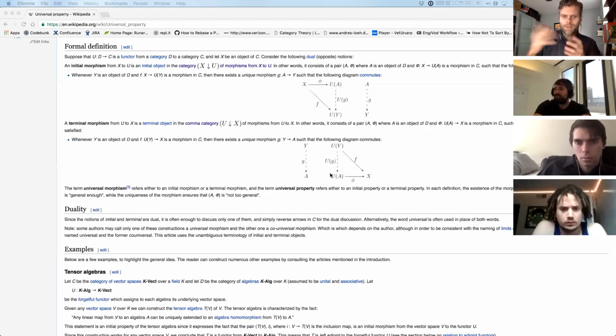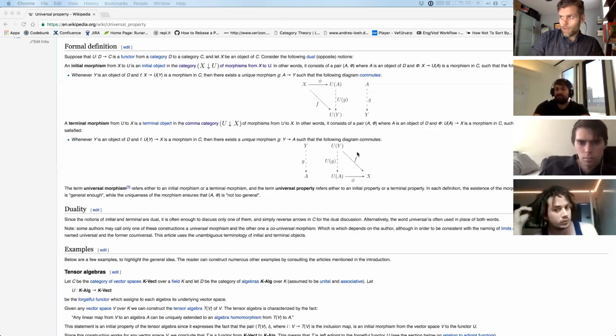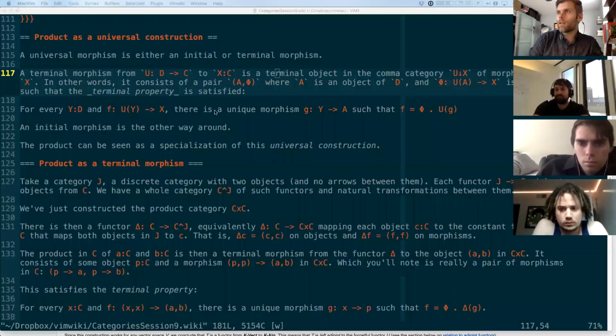You can now see that this is similar to the notion of a product, but we had a whole category of diagrams that all looked very similar. Here, the diagrams that all look very similar have the shape of F. So there's a whole category of things that have the shape of F, and there's one at the bottom of them all, and that's the terminal arrow in that category. So it's a terminal object in the comma category of morphisms from U to X.